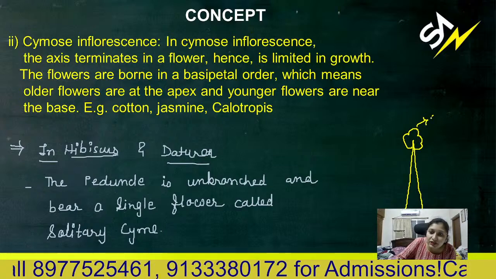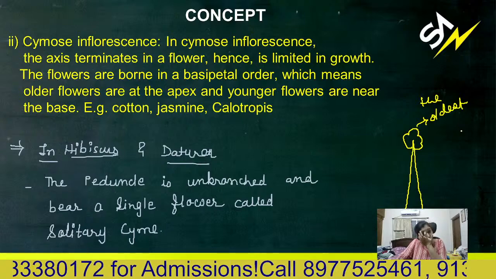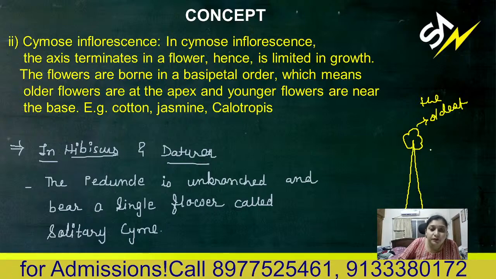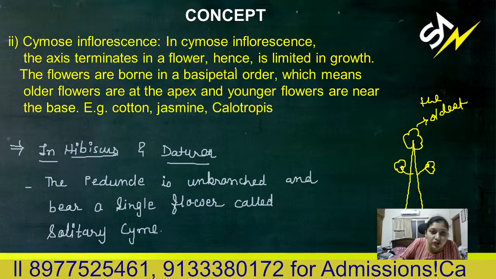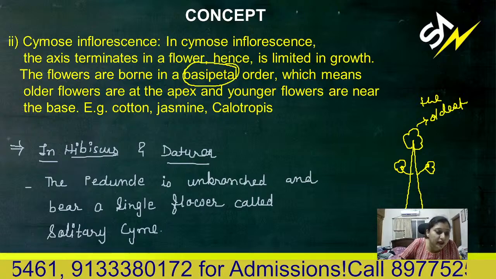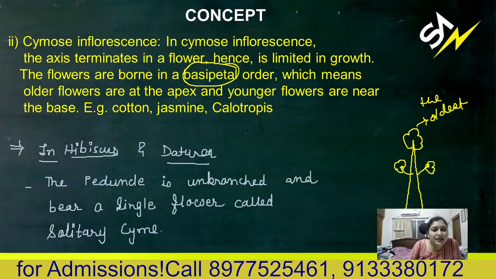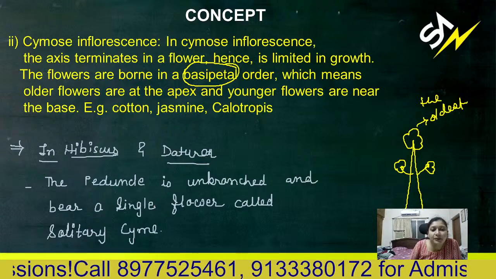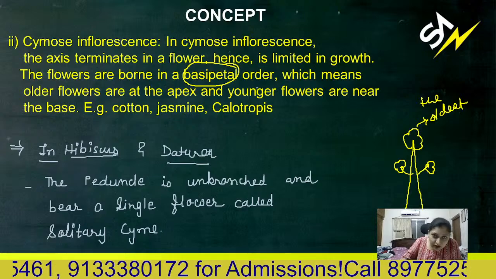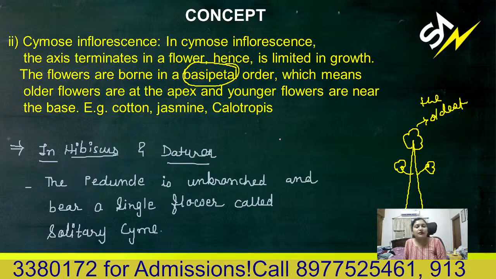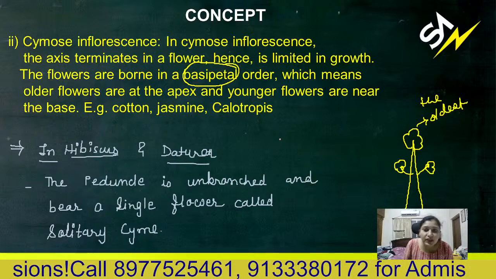Now this is the oldest flower, and all other flowers will be born below it. That means new flowers are born at the base region, which is called basipetal order. That's why it is known as basipetal succession. Basipetal order means older flower at the apex and younger flowers near the base, that is in the case of cymose inflorescence. So cymose is basipetal and racemose is acropetal succession.